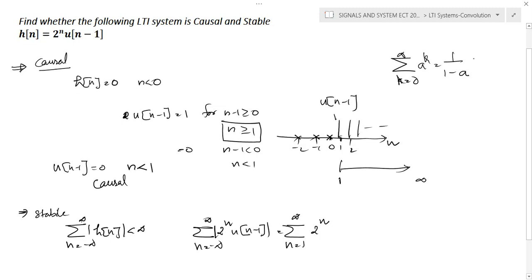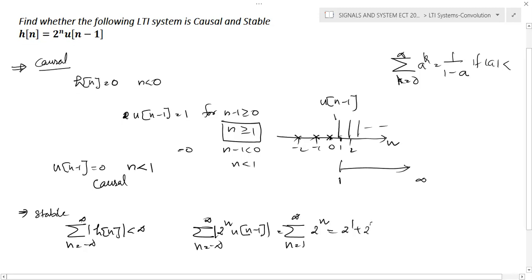if modulus of a is less than 1, but here it is given it's greater than 1. If you expand this you will get 2 raised to 1, 2 square, 2 cube, 2 raised to 4, etc., up to 2 raised to infinity. So if you expand this particular equation and if you add, you can see that it's a growing system.